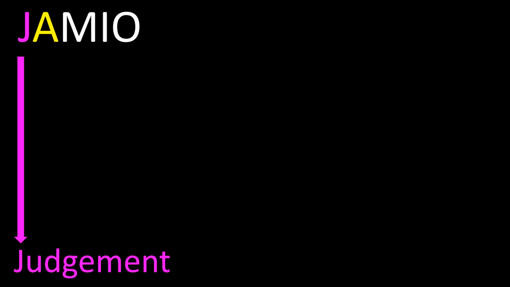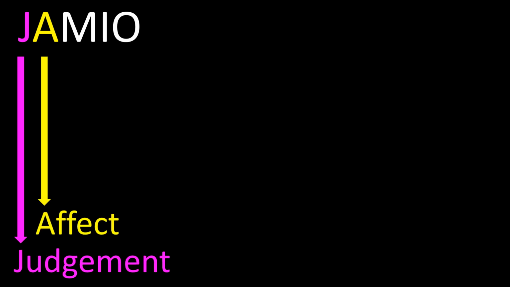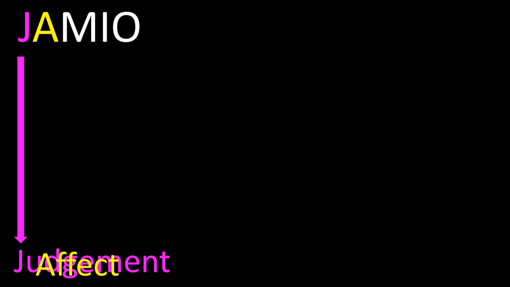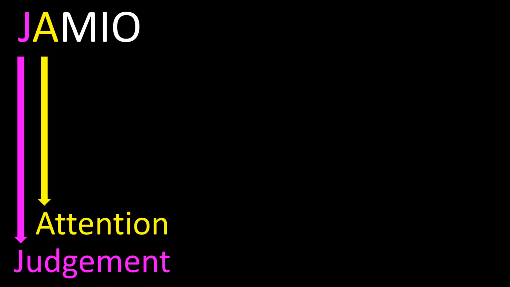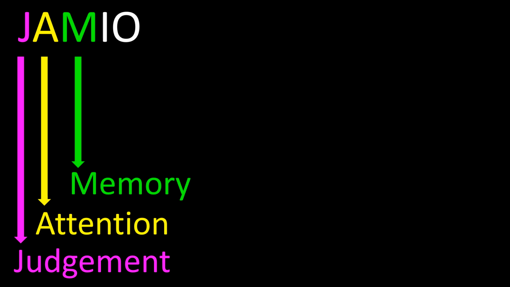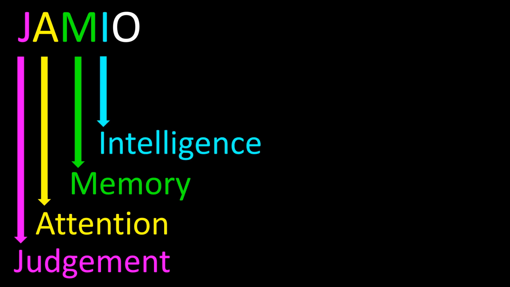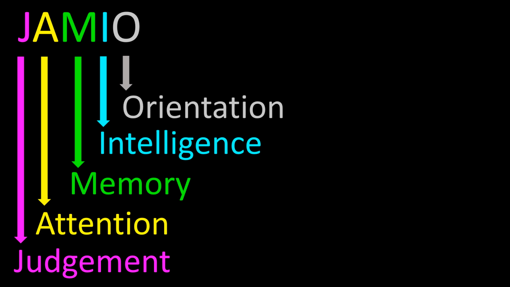The A can also be used for affect, but as with appearance, affect can be rolled into judgment. Hence, we will use the A for attention, M for memory, I for intelligence, and O for orientation. So let's start with judgment.